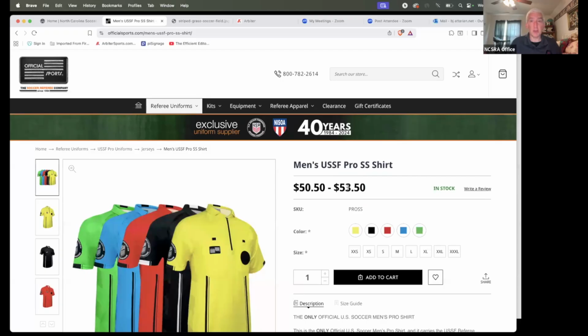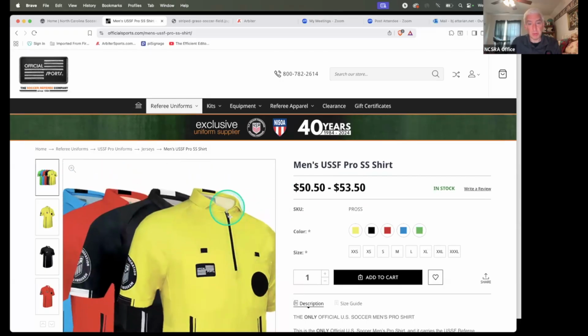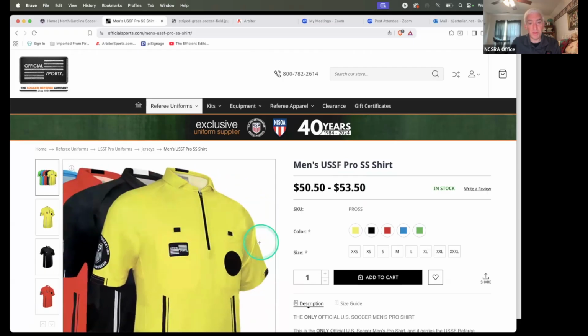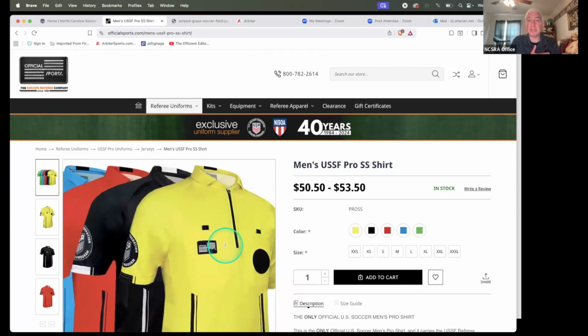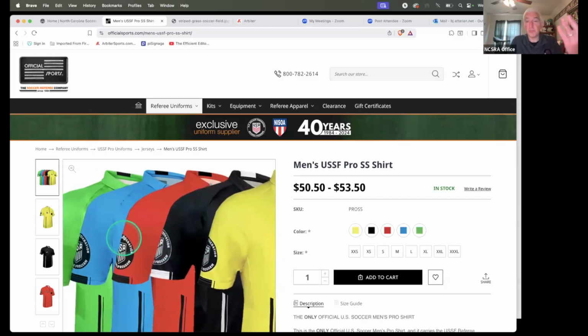Now, what's the actual difference of it? Well, with the pro jersey, you get a zipper and you get 2 Velcro pockets that close. It doesn't mean you're a pro referee. It's just the style of uniform. So what should you get? And look at all these colors. And you also probably saw the pink jersey. I'm sure you've seen that out there. What color should you get?